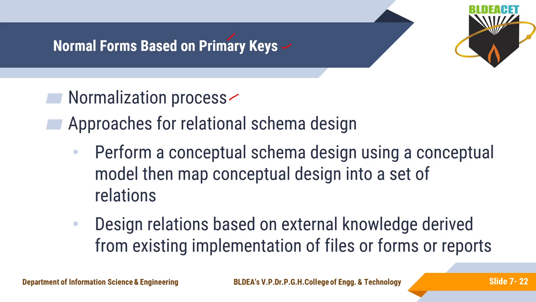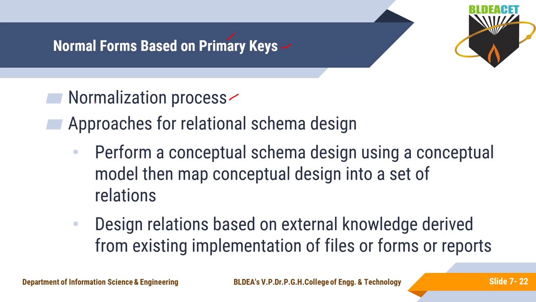Normalization process means you will learn about the different normal forms, and in every normal form you will learn about the different constraints. If the first normal form is satisfied, then you move to the second normal form. If the second normal form is satisfied, then the third normal form, like that.